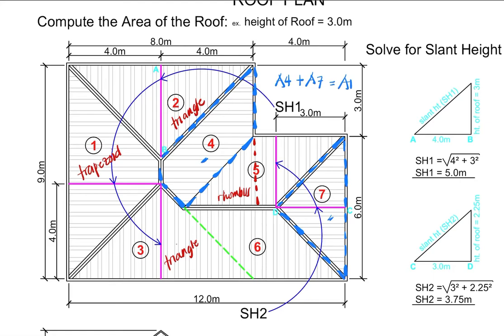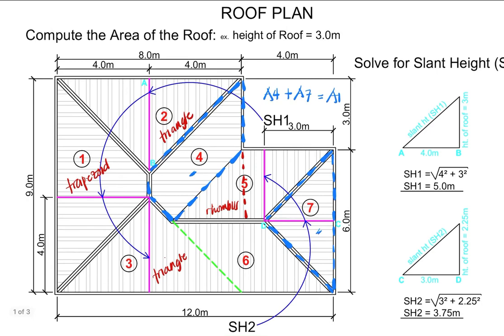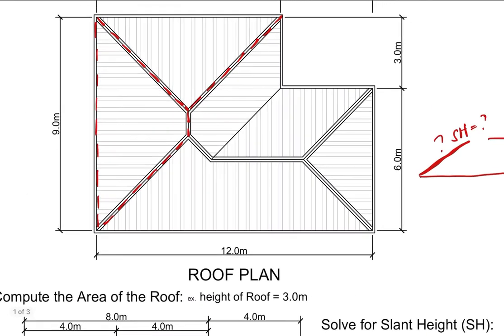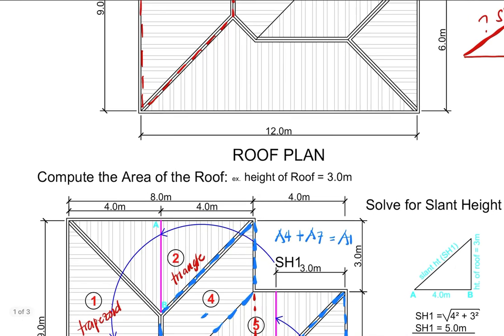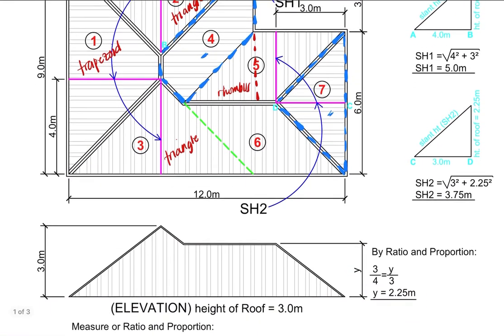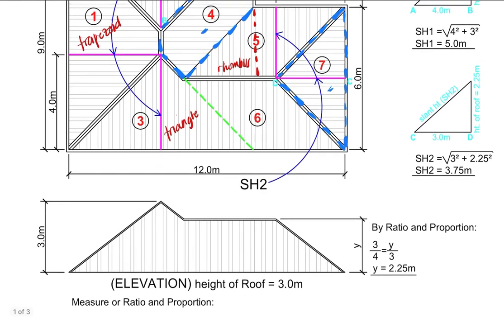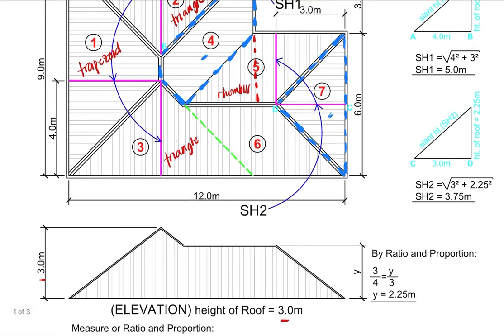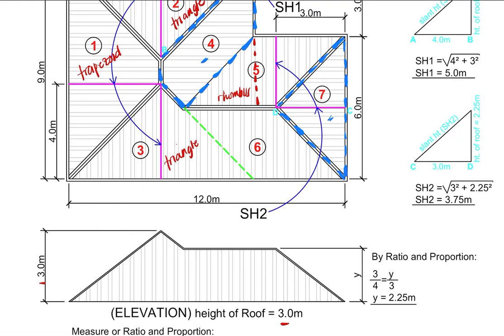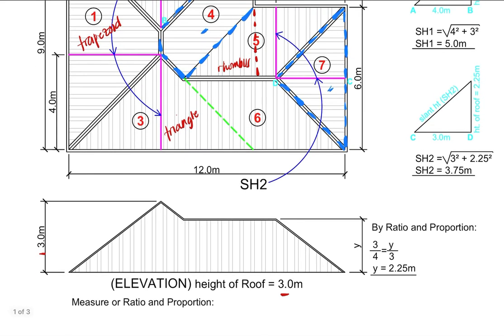Okay, so for example here, since I don't have the elevation plan for this roof, I just assume my height of roof is equivalent to 3 meters. So for the 3 meter height, I draw the elevation. In this portion you have the smaller triangle. If you have your elevation, you can just measure the height of this small triangle.